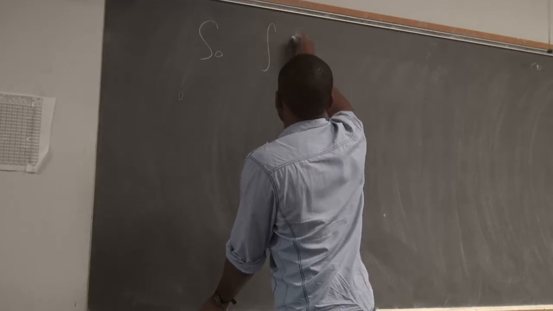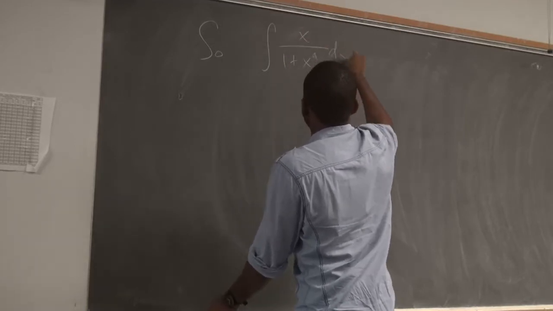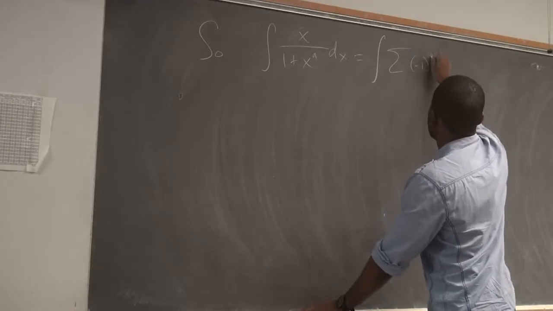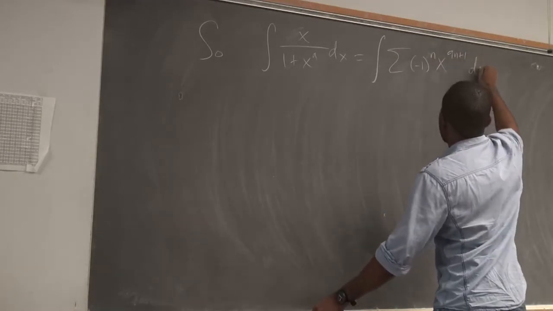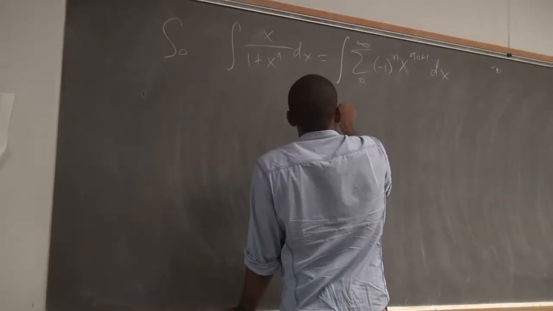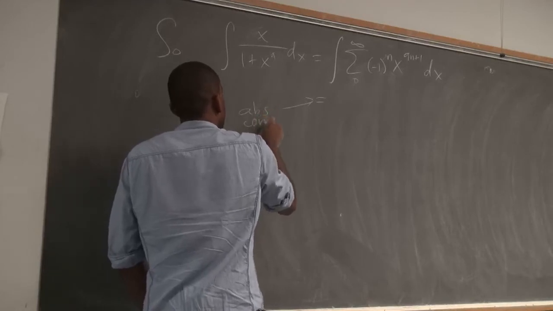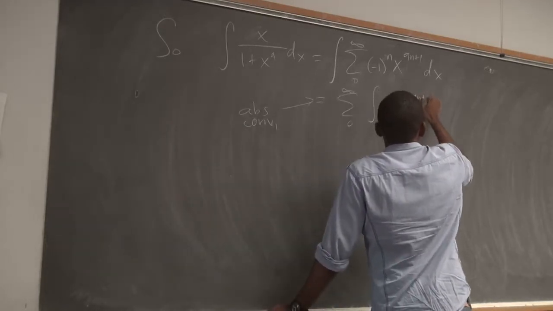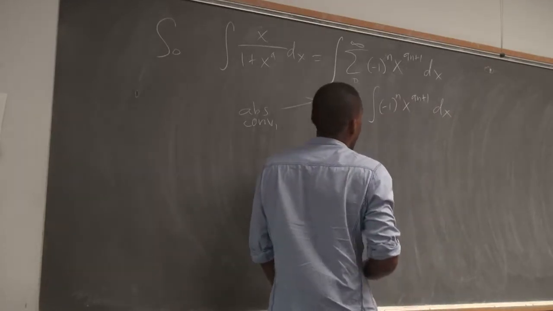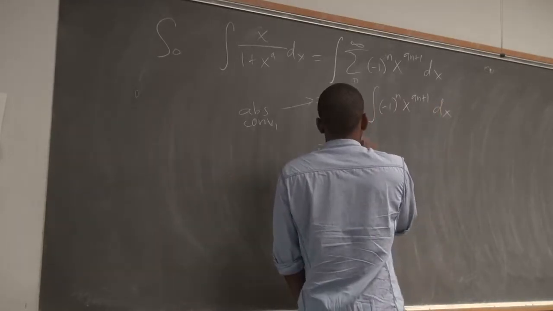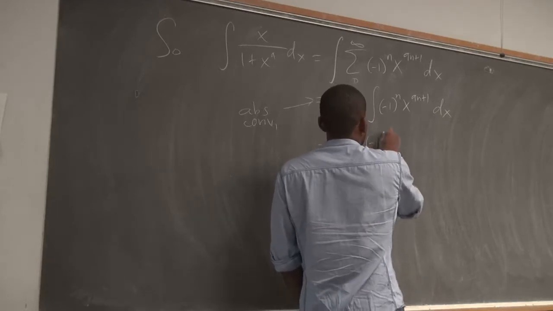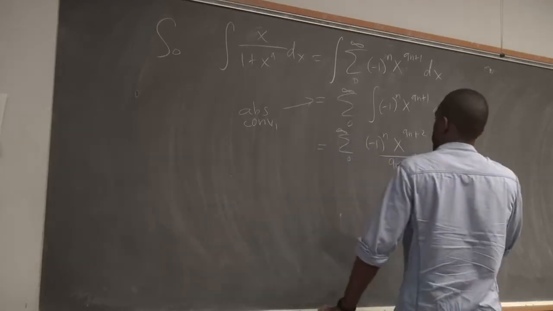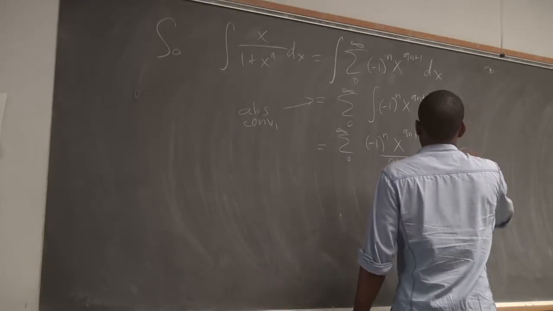The integral of x over 1 plus x to the 9 dx, I can actually write as the integral of this series, minus 1 to the n, x to the 9n plus 1 dx. Absolute convergence allows us to switch the sum and integral. Integrate that with the power rule. So this is just the sum from 0 to infinity of minus 1 to the n, x to the 9n plus 2 over 9n plus 2, plus c.